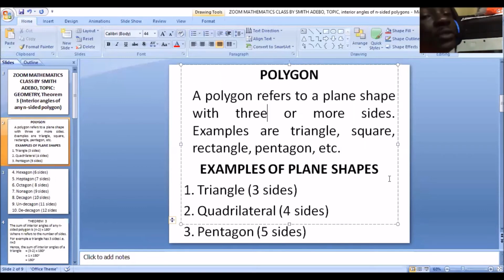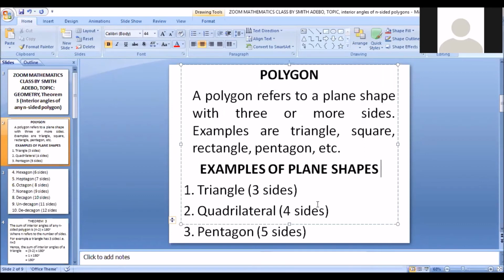Now we listed examples of polygons. We have triangle, 3 sides, and we have quadrilateral, 4 sides. Now what are quadrilaterals? We know a lot of them. Examples are square, rectangle, the kite, and the rhombus. Any 4-sided polygon is called a quadrilateral, irrespective of the specific name given to it. Like I told you, a kite, a rhombus, and the rest are all examples of plane shapes, and they are called quadrilaterals.